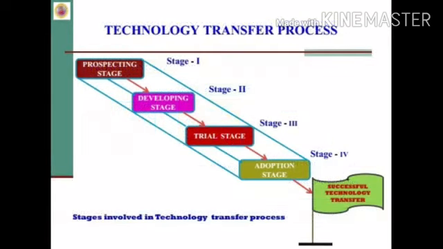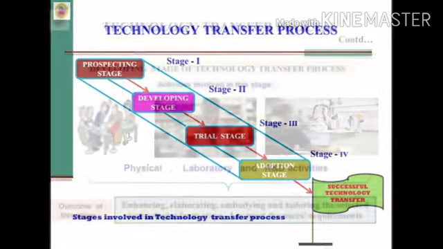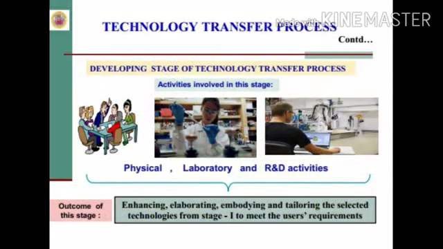After selecting a proper technology, development is needed, so that is to be carried out in the developing stage. The second stage of the technology transfer process is the developing stage. In this stage, there are focus group discussions, laboratory testing activities and R&D activities. All are carried out for the purpose of enhancing, elaborating and tailoring the selected technologies that were already identified in stage 1 to meet the user's requirements.